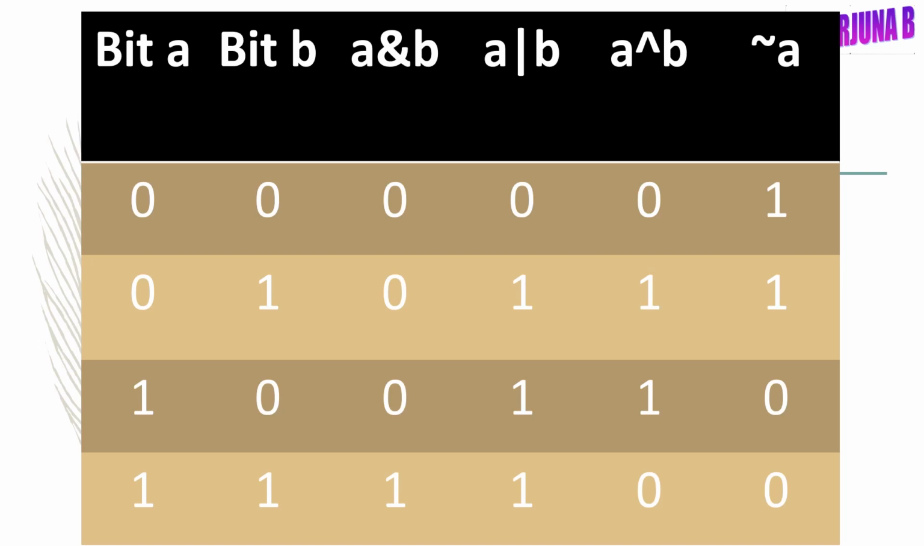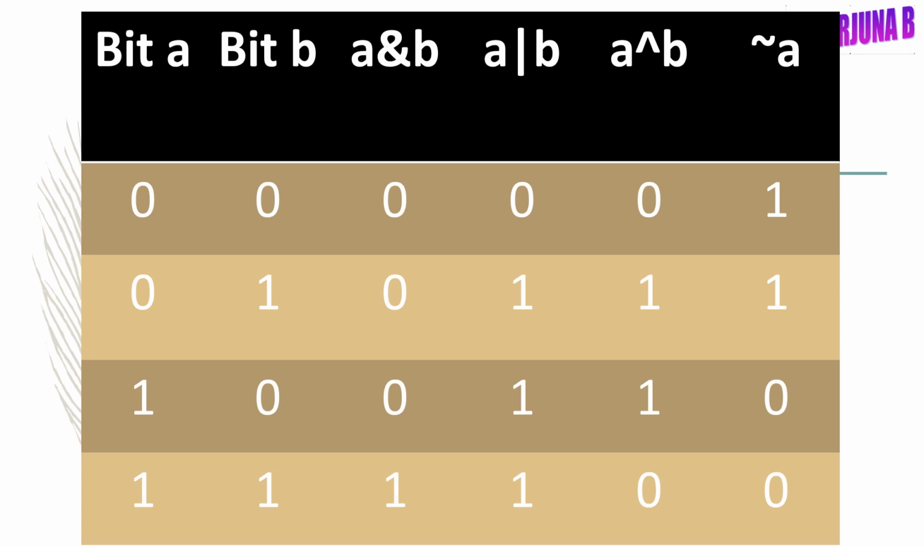Exclusive OR. Here the resultant bit will be 1 if the bits are of different values. That is, if it is 0 1, it will be 1. If it is the same, that is, if it is 0 0, the result will be 0. If it is 1 1, the result will be 0.